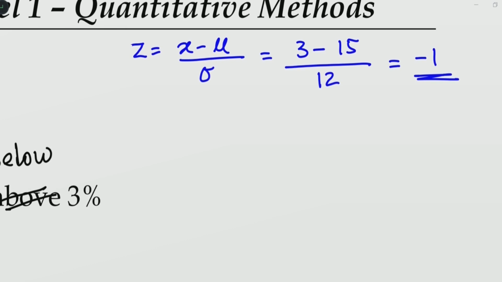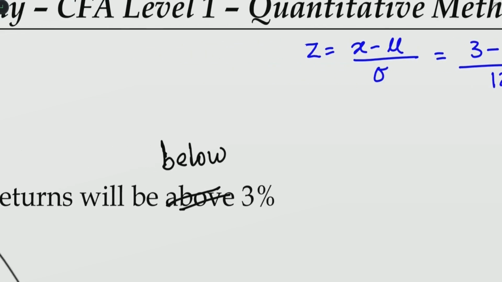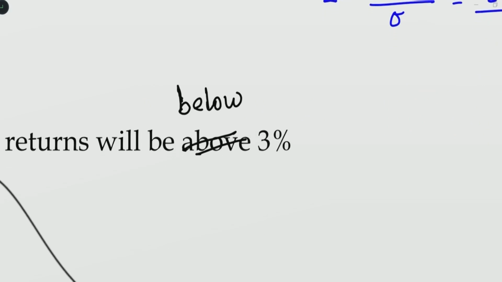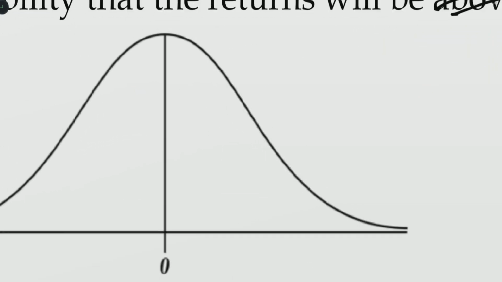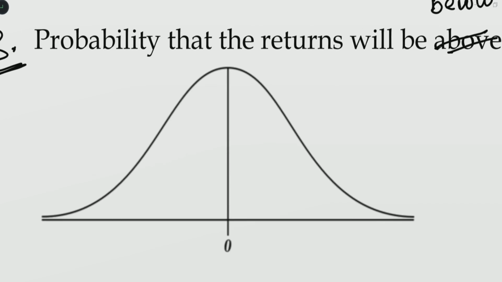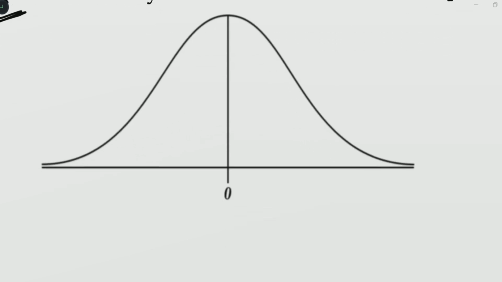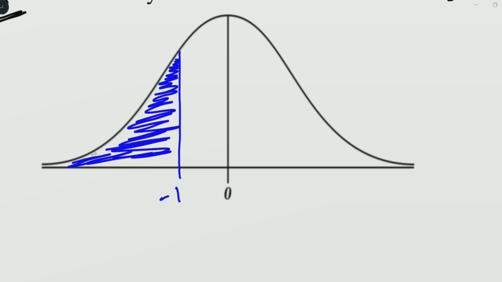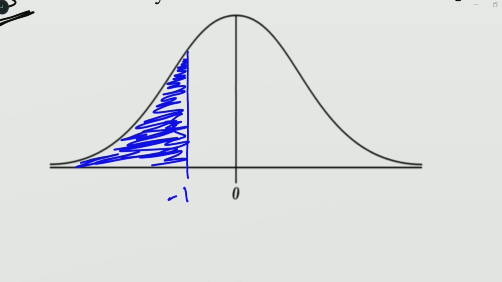We have dealt with this kind of situation earlier, but let us still refer to the Z table this time. For this the Z value is minus 1, right? So I focus on this normal curve and identify where negative 1 would come. Suppose this is the point where I write minus 1. We want the probability that the returns will be below 3%. For 3% we have this part. So we identify the probability of this region, this blue shaded region, right?